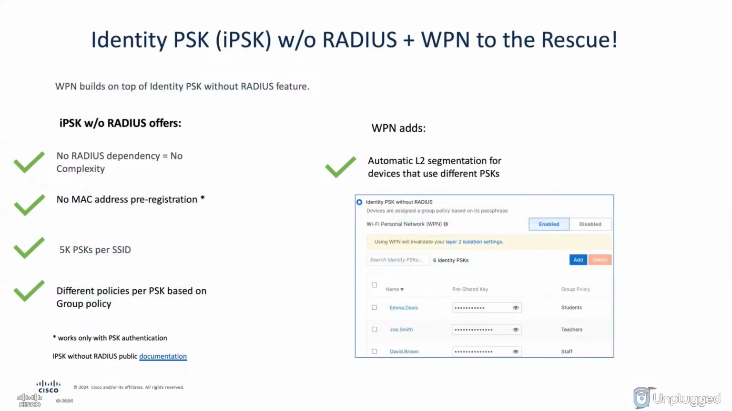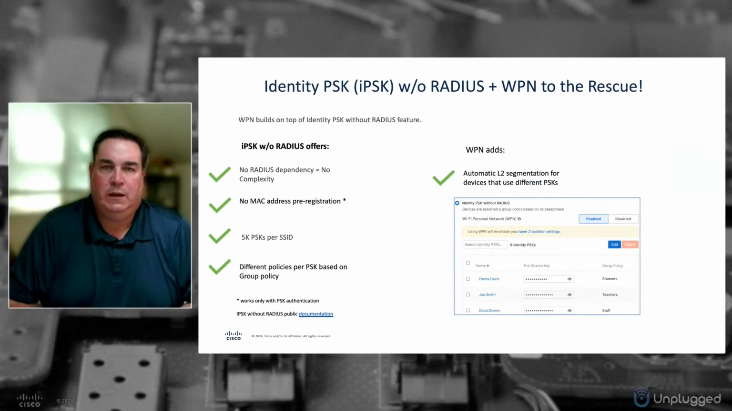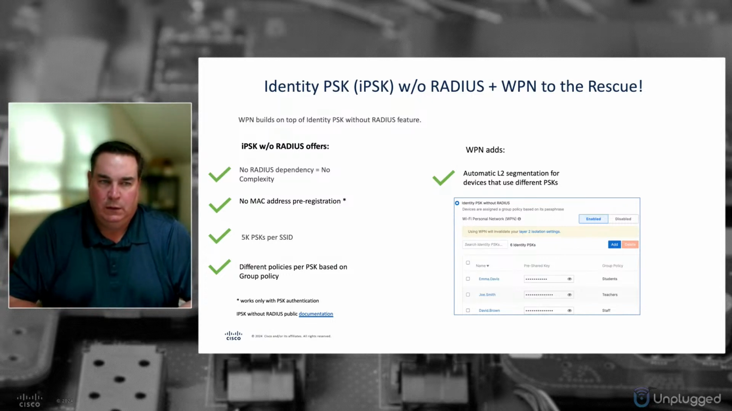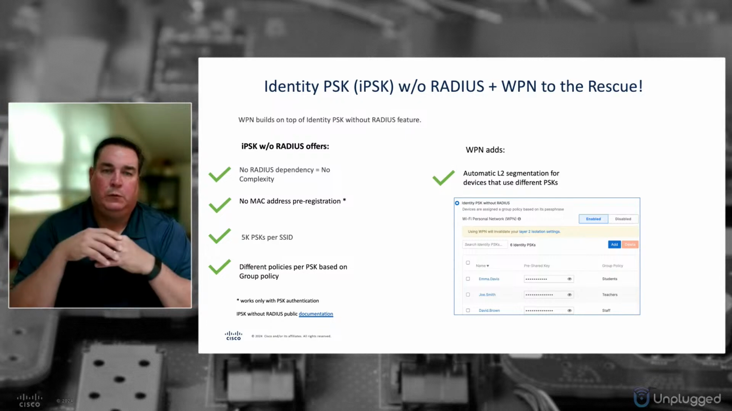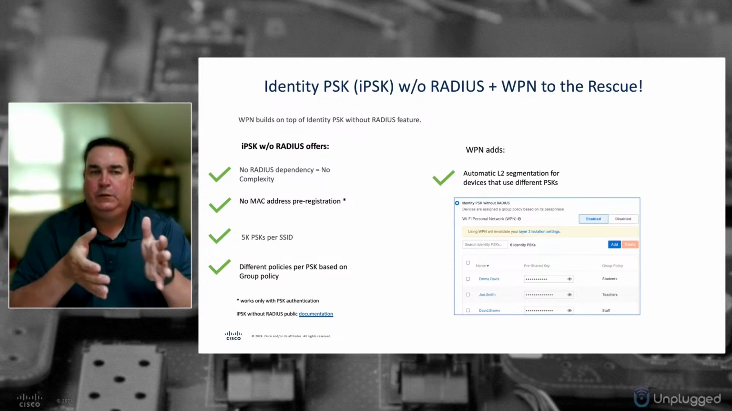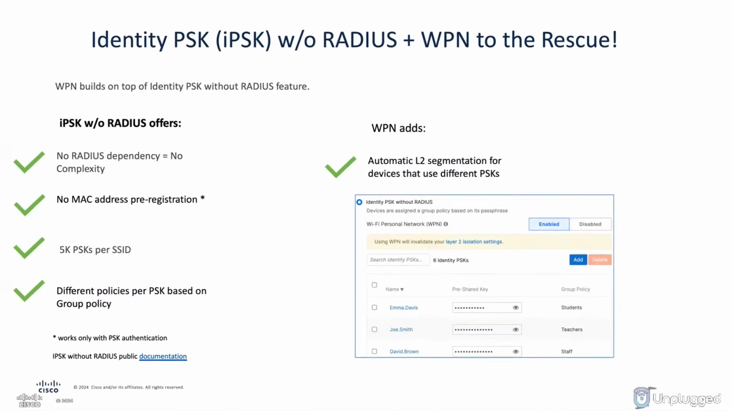examples. So how does IPSK without RADIUS really come into play? And this is really the idea behind what WPN effectively does. IPSK, if you aren't familiar with that term, is identity pre-shared key. The idea here is to create a unique pre-shared key for each individual user on your network. Now, you can have multiple devices register and use that same pre-shared key, but ultimately the difference here is that my pre-shared key is going to be different from my neighbor's pre-shared key. And that's how we're going to end up registering these devices and then segmenting them based on that.